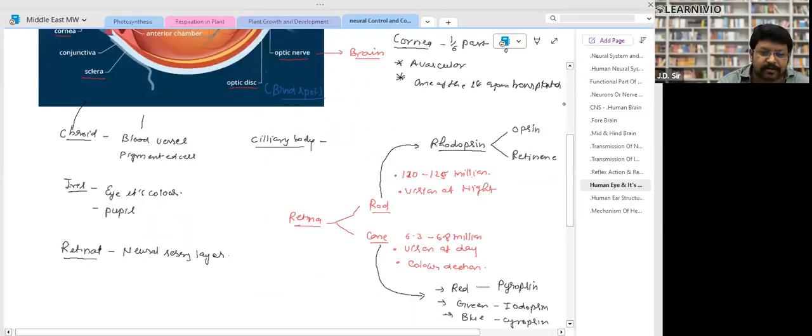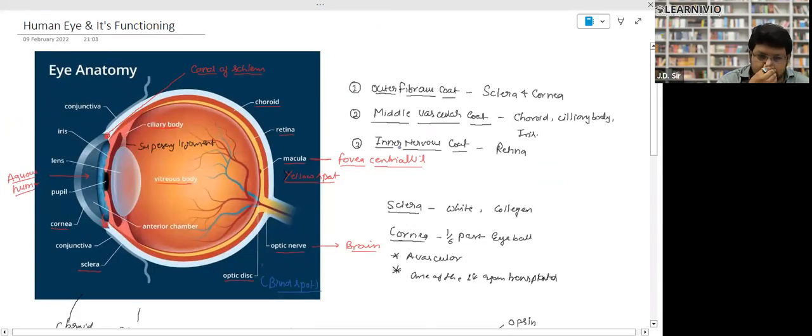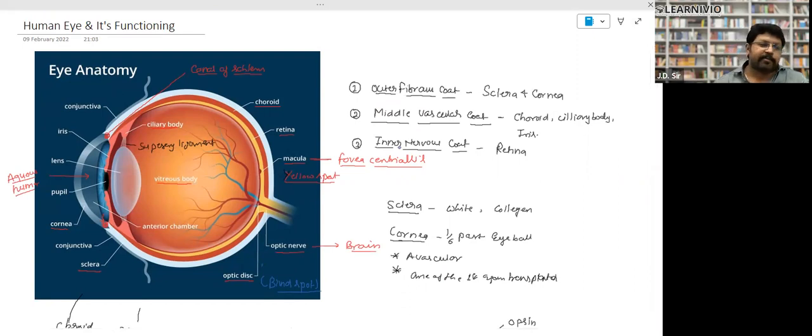Human eye. This is very important. Try to understand the first diagram itself, because you may get the question from the diagram. Many times questions are asked from the fovea centralis, yellow spot, right? And from the cornea, and from cone cells, from rod cells, right? Aqueous humor, vitreous humor. So these are the structural questions which came. Please try to focus on that.